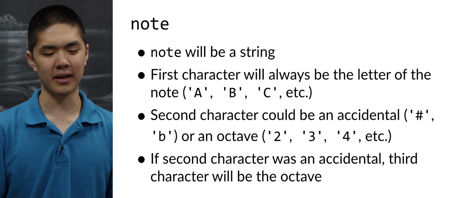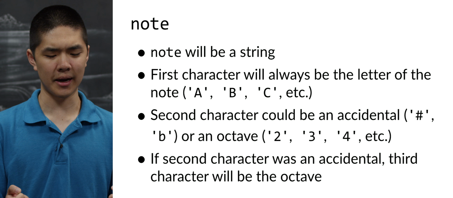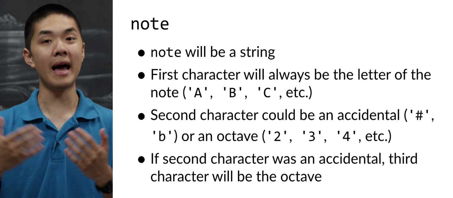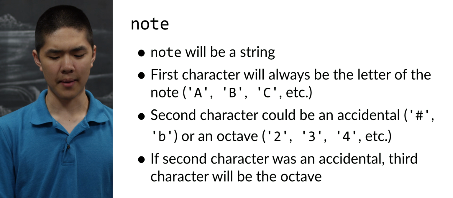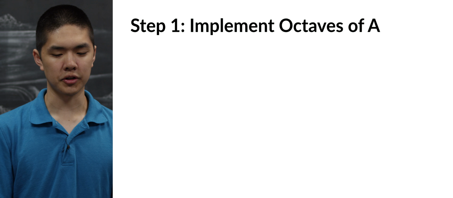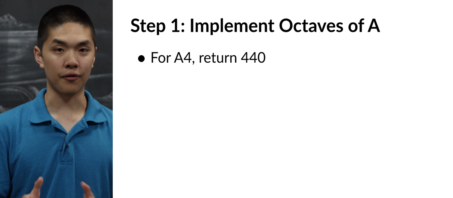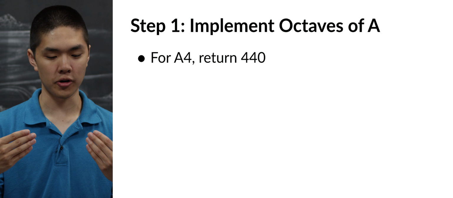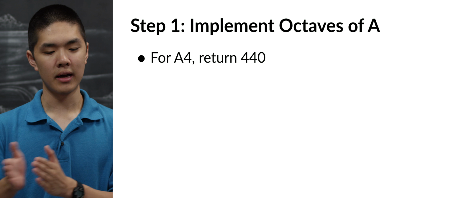And so now that we understand how to actually represent a note, let's walk through the steps of how we're going to go from taking an arbitrary note, that could be any note, and turning it into an actual frequency. But let's take it step by step. The first thing that you'll probably want to do is to implement different octaves of A. You know that for A4, you can just return the number 440, because we've set that that is the number of hertz that represents the note A4.